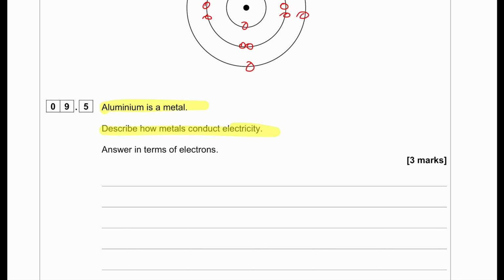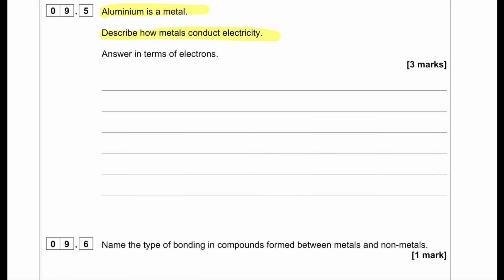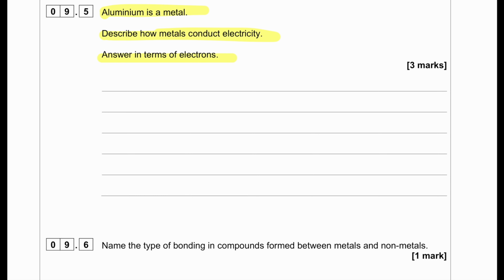Aluminium is a metal. Describe how metals conduct electricity. Answer in terms of electrons. Okay, so a metal is the bonding between delocalized electrons and its positive ions. The delocalized electrons are able to carry charge. They are able to move throughout the metal structure, so they are able to carry electricity throughout the metal.